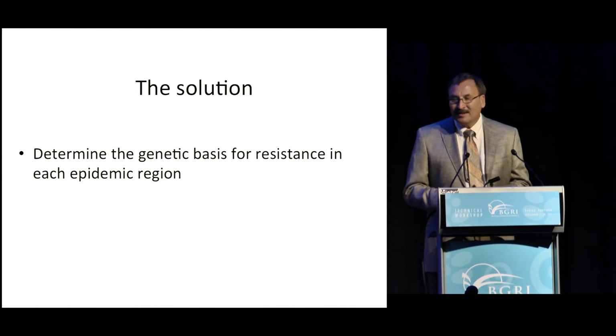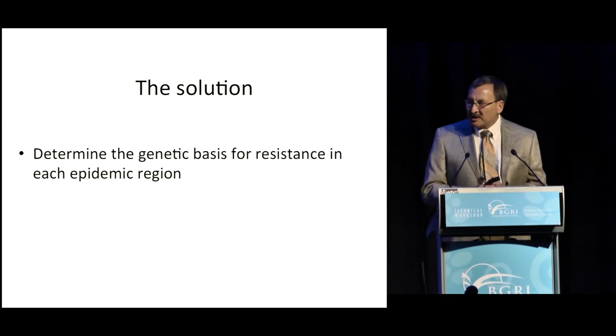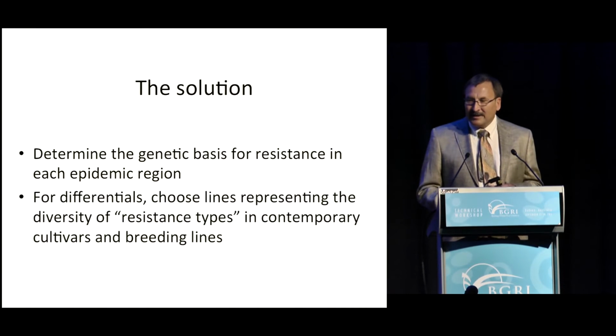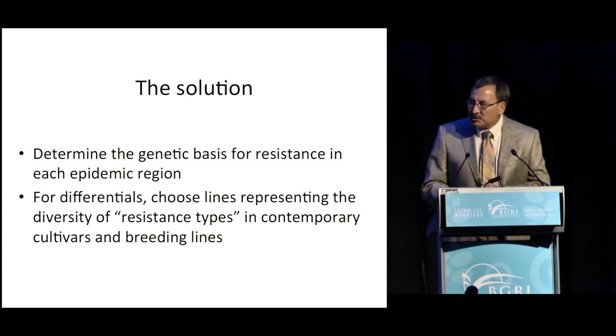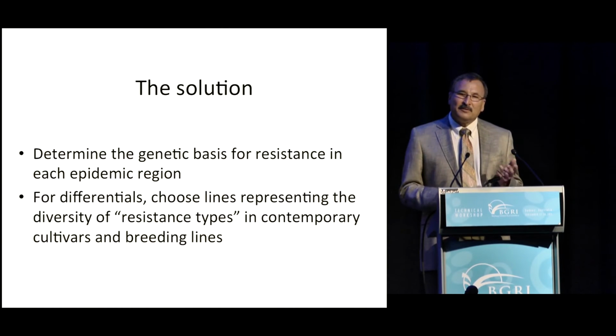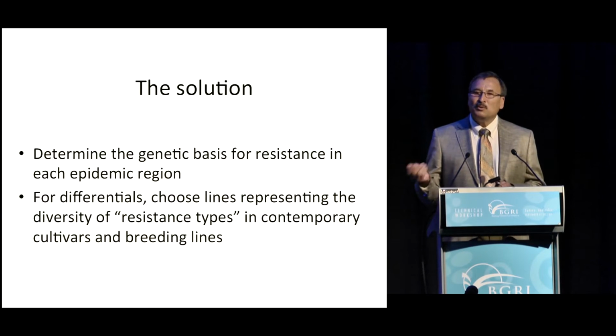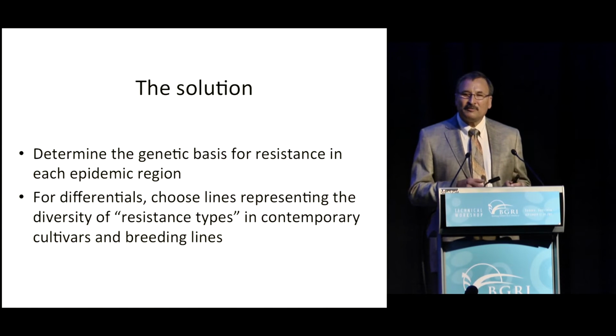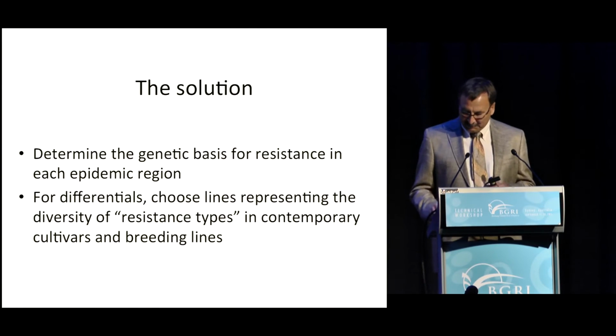My solution is that we should determine the genetic basis for resistance in each epidemic region, because different genes are being used in different regions. And for differentials, choose lines representing different resistant types in the contemporary cultivars and breeding lines. Now, I don't believe it's necessary that you need to know what genes are there or to have a single gene line. If you use the cultivars as differentials, you should get a more informative result as to what's going to happen in the field.